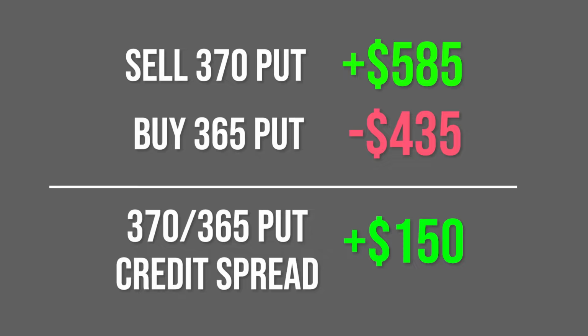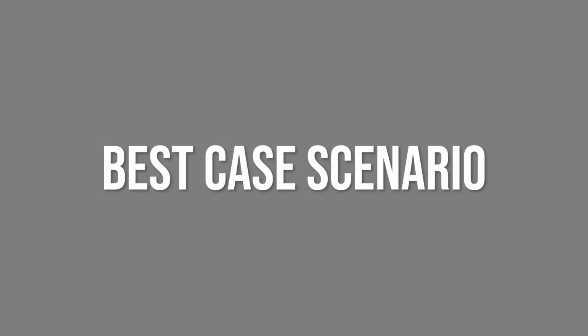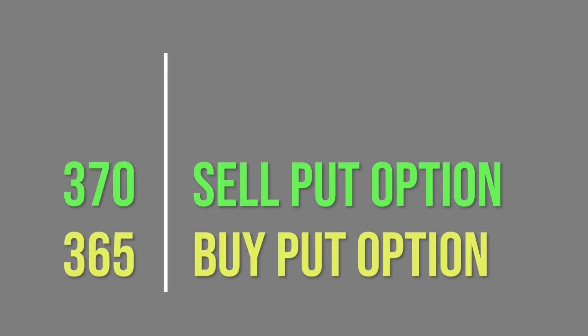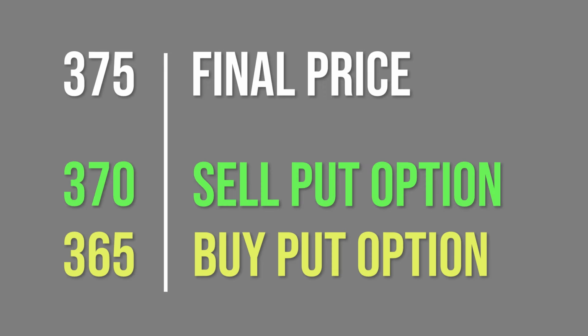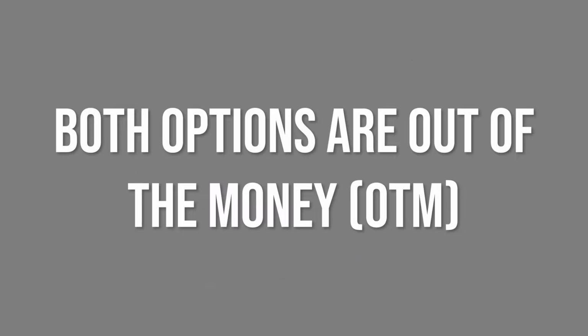How do you make money or lose money when selling a credit spread? Let's explore all three scenarios at the time of expiry. We're going to first look at the best case scenario, and that would occur when Microsoft ends up above 370, for example, 375. The options that we bought and sold are both what we would call out of the money, which means that they would both expire worthless. Let's explain why that is.